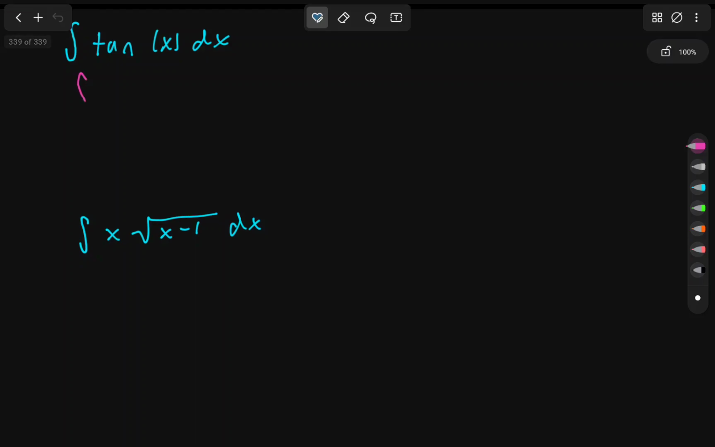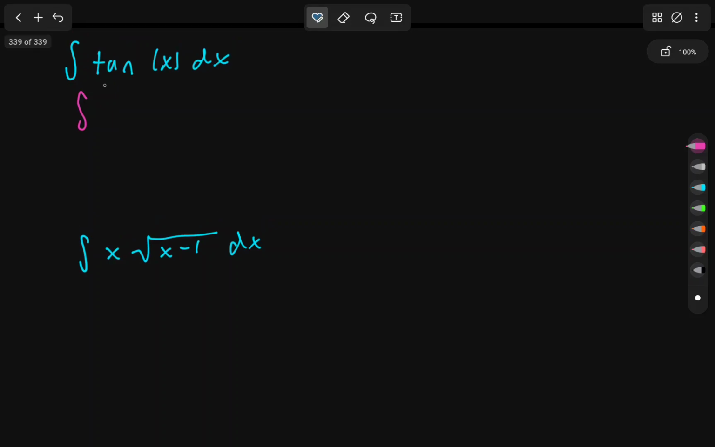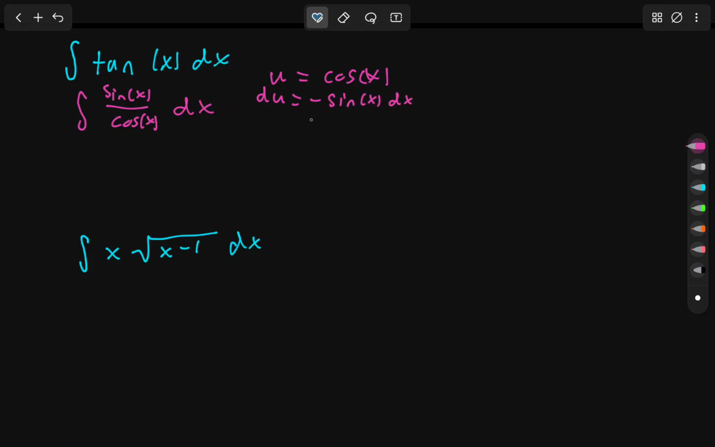So we're going to say that this is actually going to be the same thing as the integral of sine of x divided by cosine of x dx. We're going to just try setting u equal to the denominator. We're going to say u is cosine of x. Well, then our du must be equal to negative sine of x times the differential dx. We now have to solve for the differential dx. So we get dx is equal to negative du divided by sine of x.